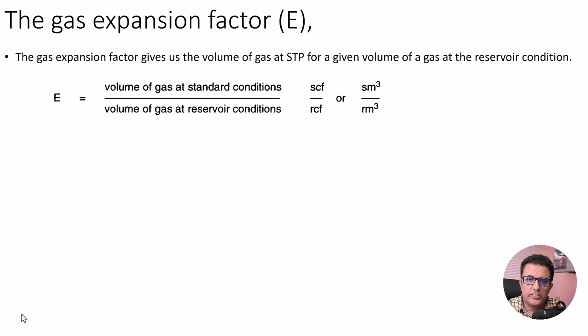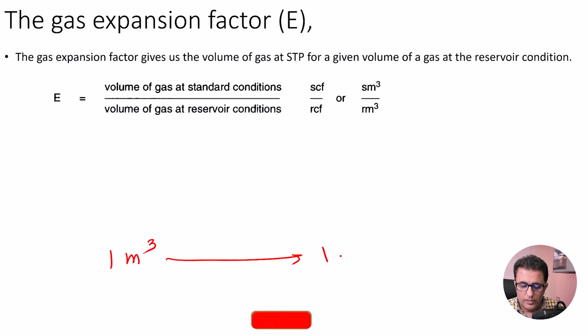Gas expansion factor is an important terminology when we deal with gas reservoirs. And that is the volume of the gas at the standard condition over the volume of the gas at the reservoir condition. Why is this terminology important? Because the pressure at the reservoir is much higher than the standard pressure. So once we bring gas to the surface facility, its volume will expand. In other words, 1 cubic meter of the gas at the reservoir condition may be expanded to about 100 cubic meters at the surface facility.